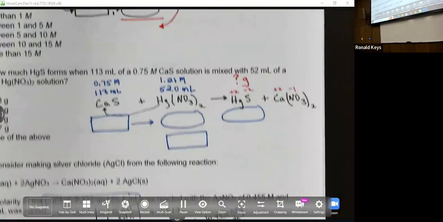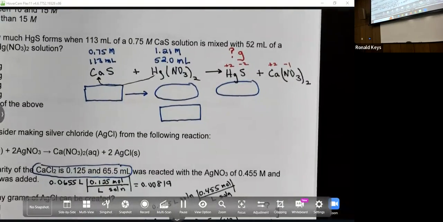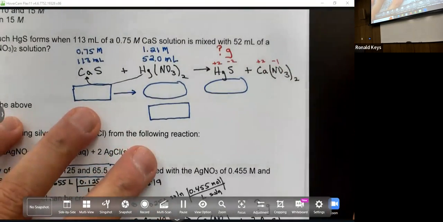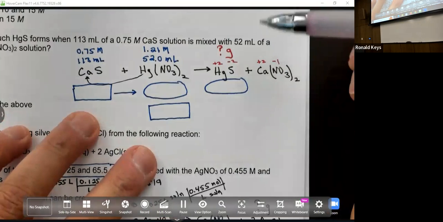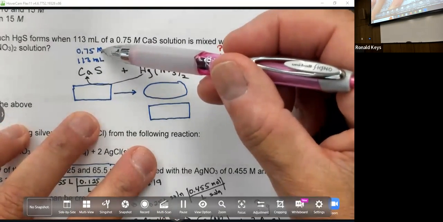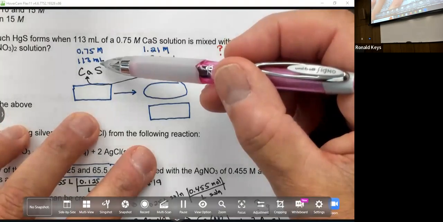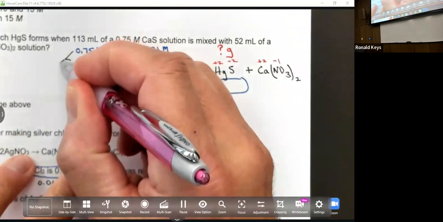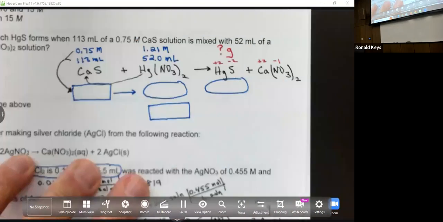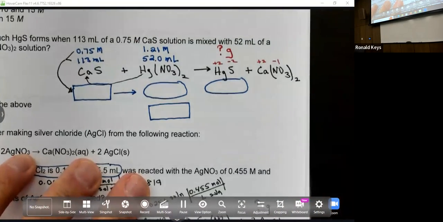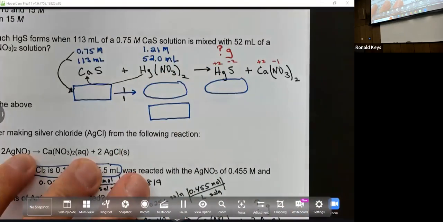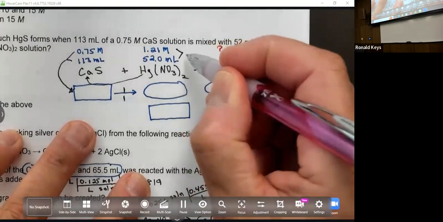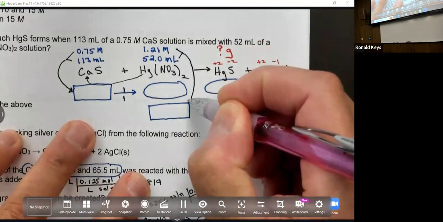And 17 we laid out last time. Now 17 was a limiting problem. Because if you're giving molarity and liters, you're going to have moles here. This looks to be 1:1. So what you have here is what you're going to need here. Molarity times liters will get what we have.